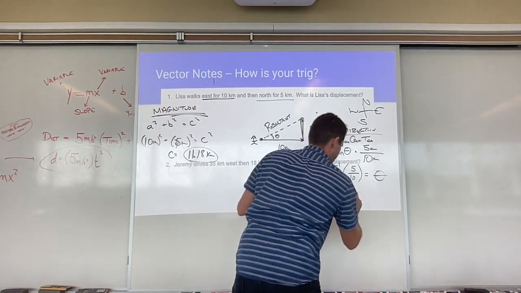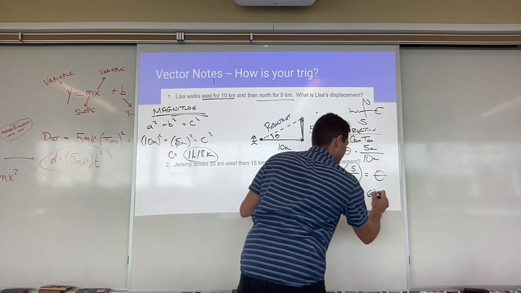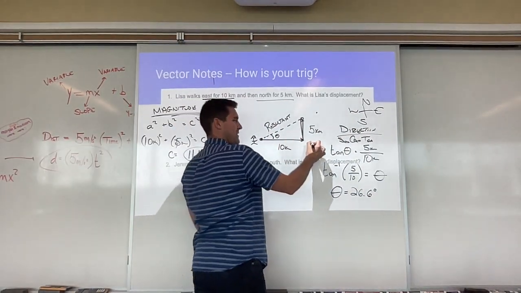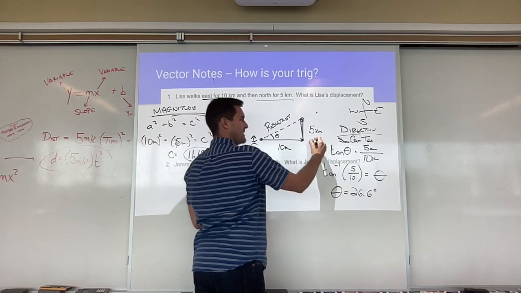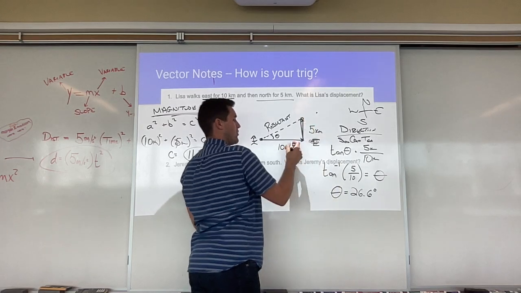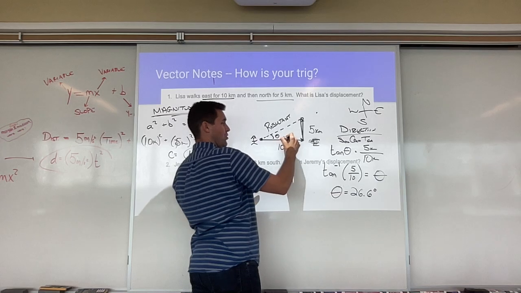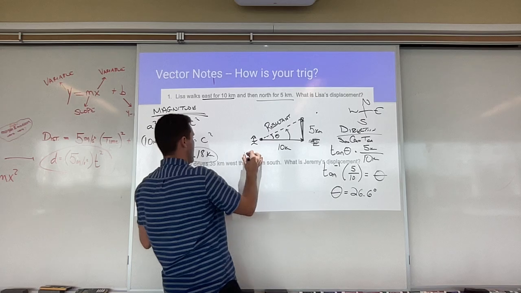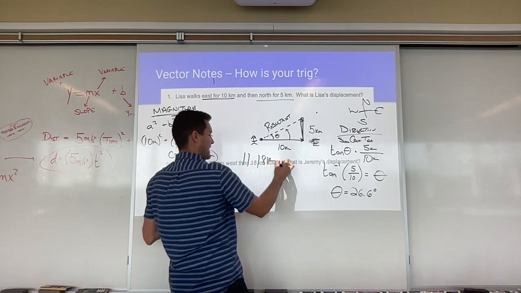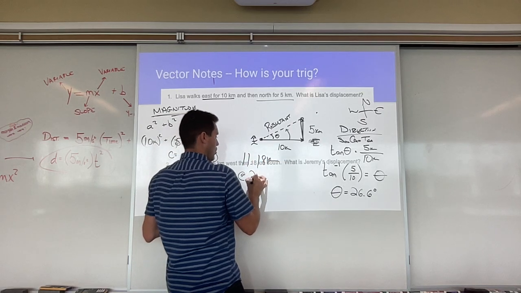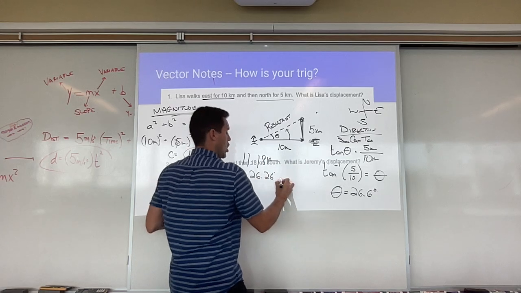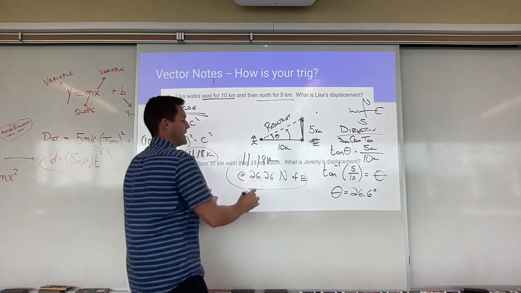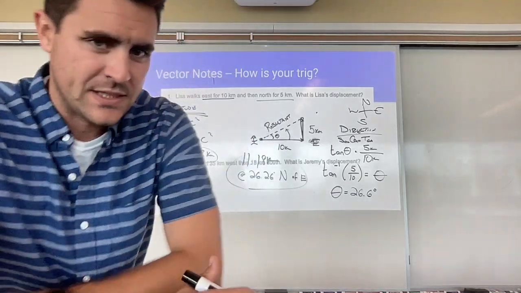My angle is now 26.6 degrees. Where? If this is east and this direction is north, she's moving 26.6 degrees northward from east. So, displacement, 11.18 kilometers at 26.6 degrees north of east. And this exactly tells me what Lisa's displacement is.